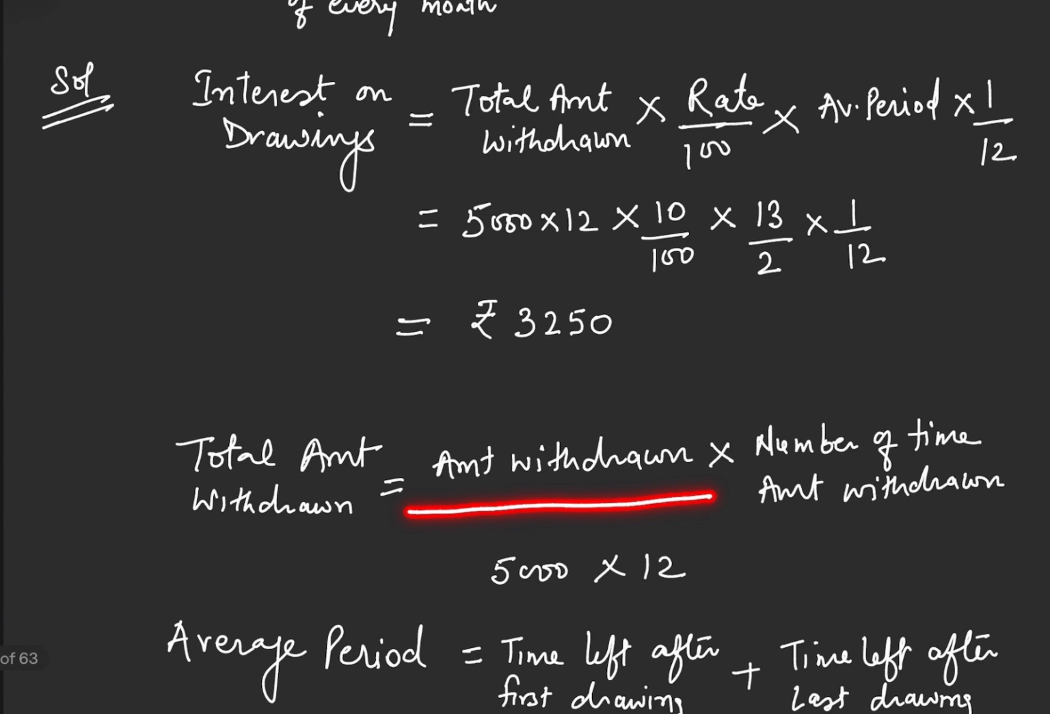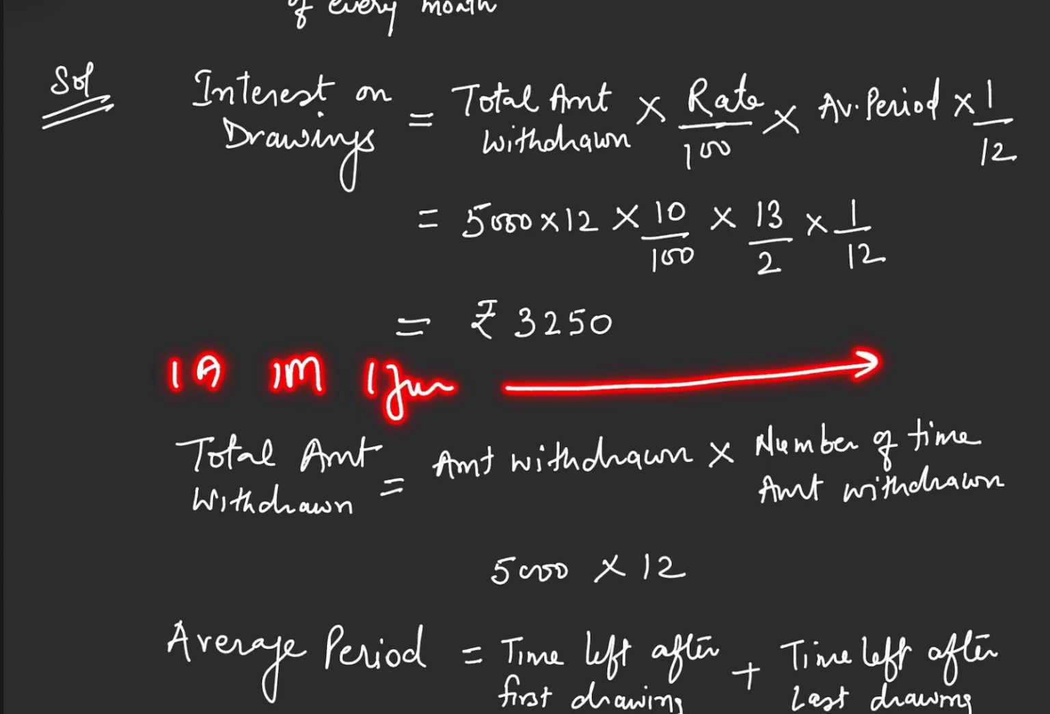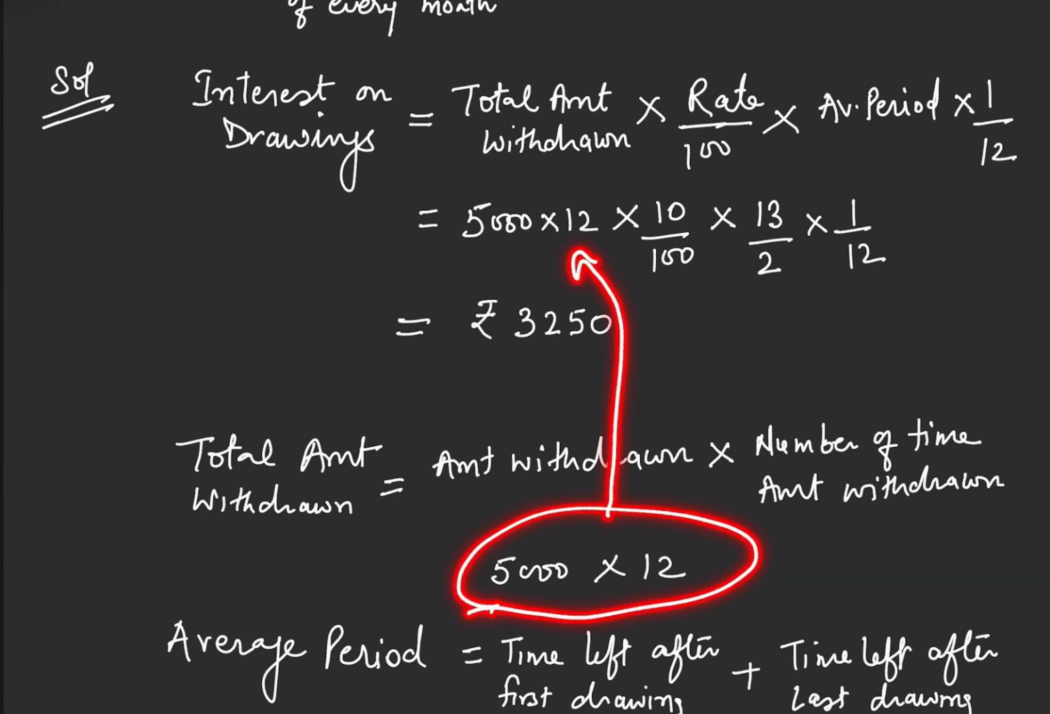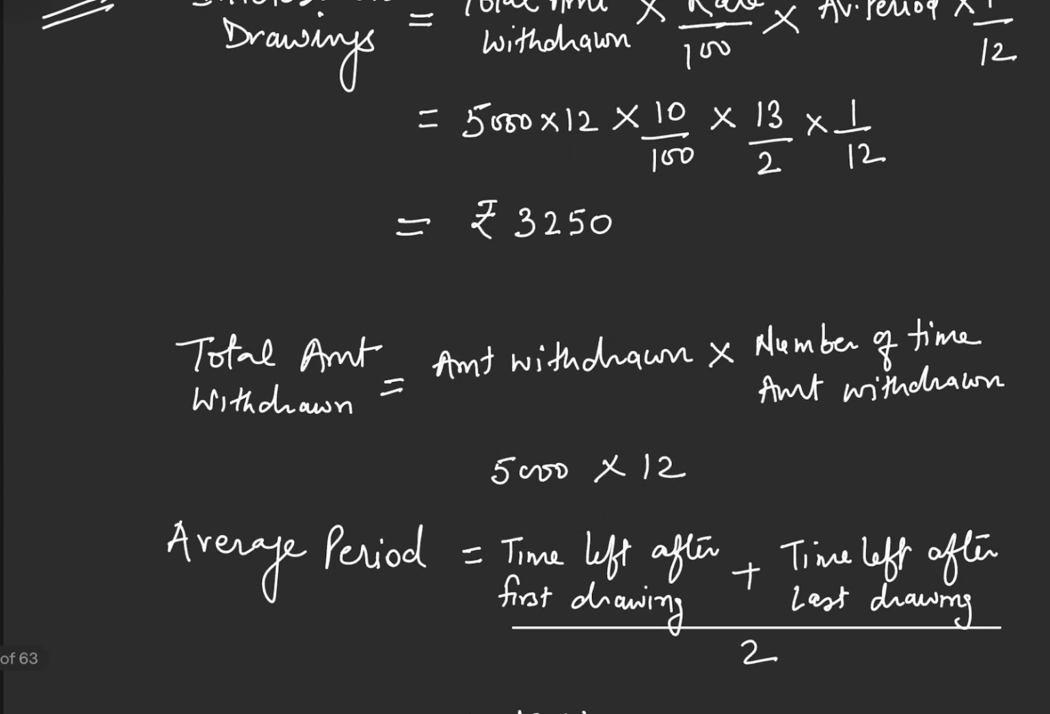Total amount withdrawn multiplied by number of times amount withdrawn. So 5,000 is withdrawn, and how many times? 12 times in a year, right? In the beginning of every month, means on 1st April, 1st May, 1st June, and 1st of March. This way 12 times the amount was withdrawn. Instead of writing it as 60,000, we will be writing it in the simpler form so as to have simpler calculations. Next, we have to calculate the average period.